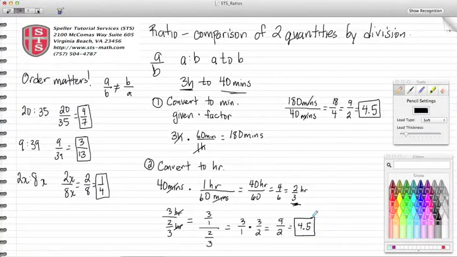So you see with both methods, I still end up with the same answer. This concludes this video on ratios, which is just a comparison of two quantities by division.